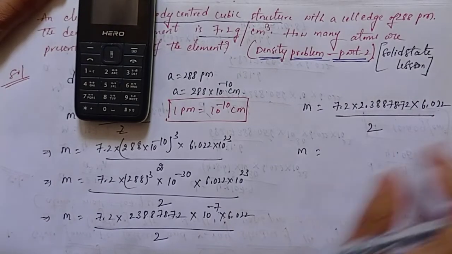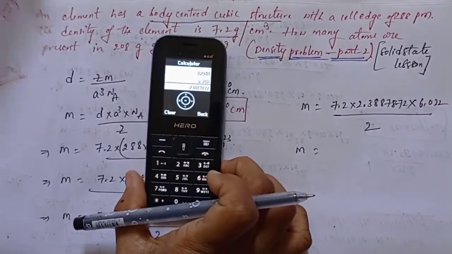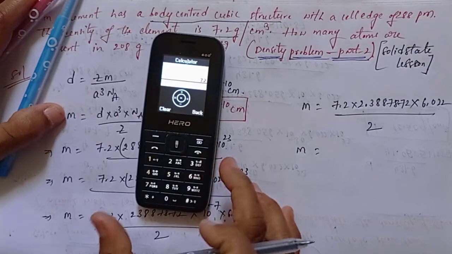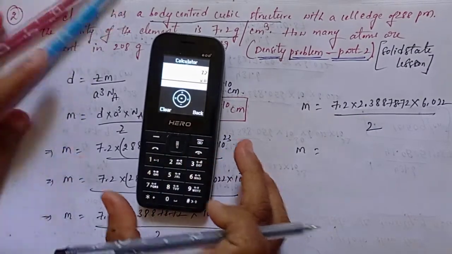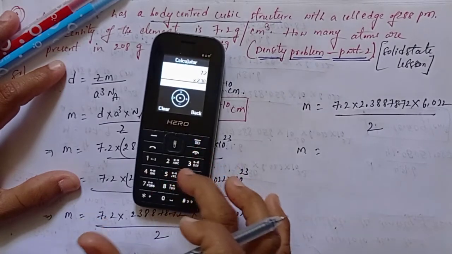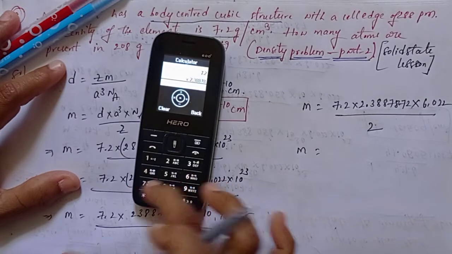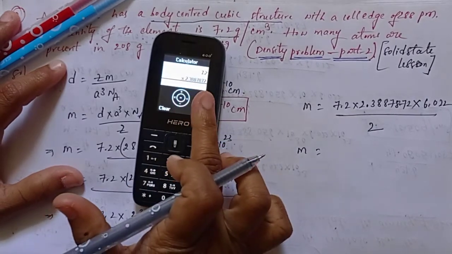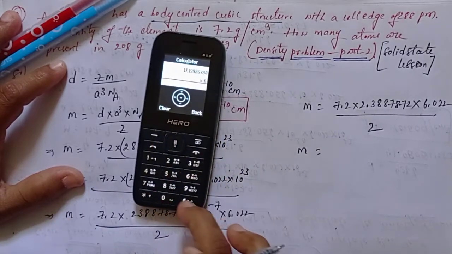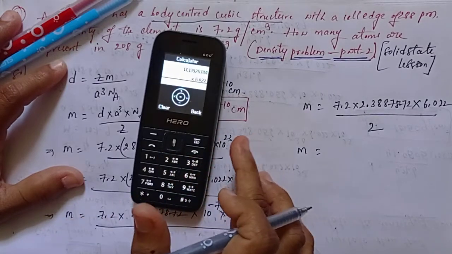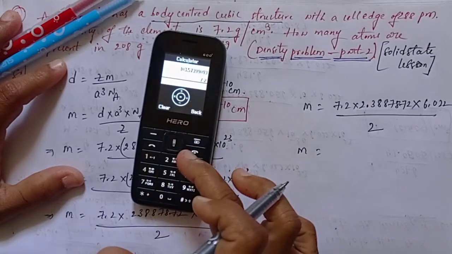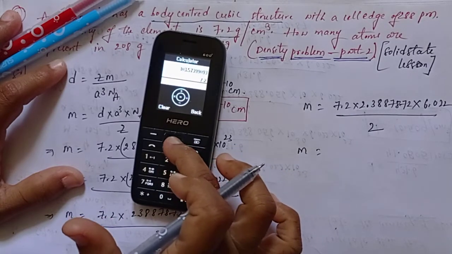So here, how to find the M value? 7.2 into 2.3887872 into 6.022. Now this value we have to divide by 2. How much answer do you get after dividing by 2?